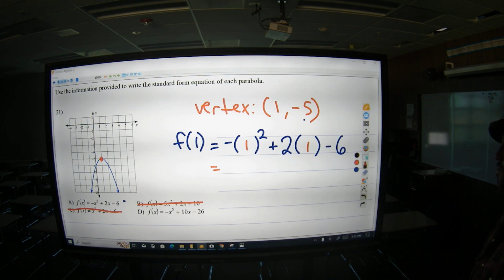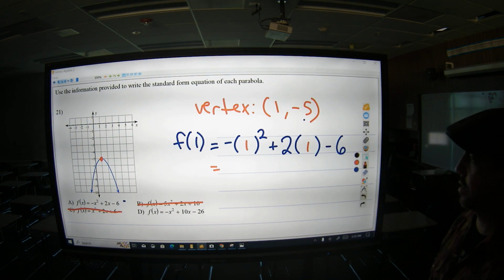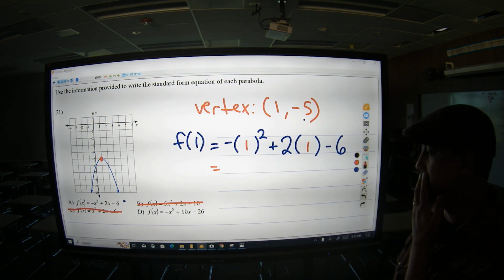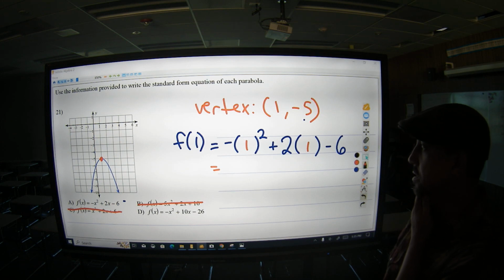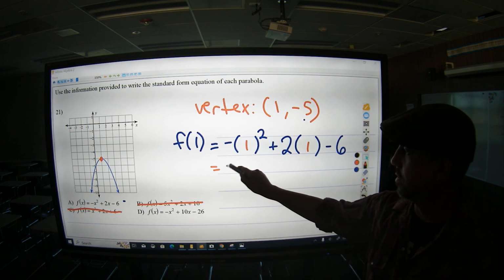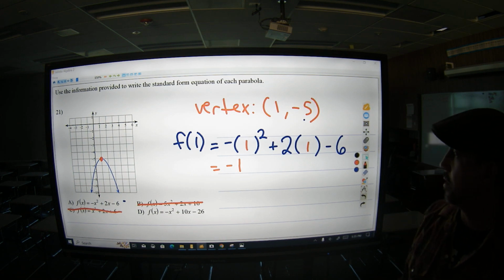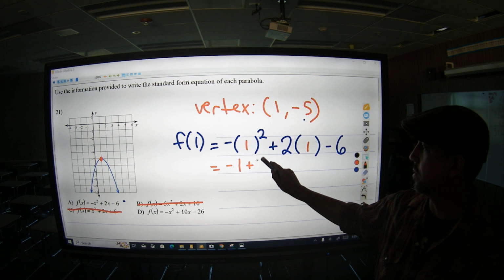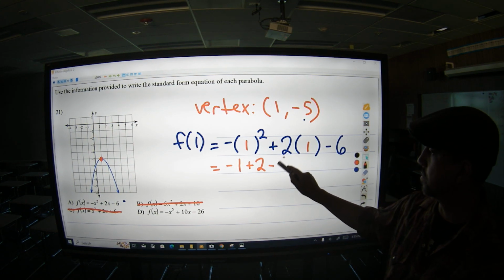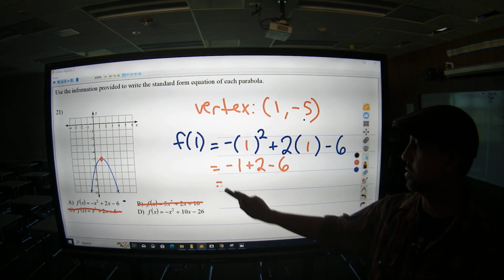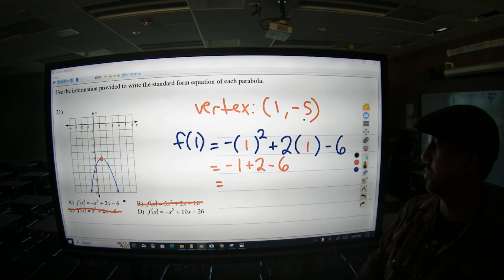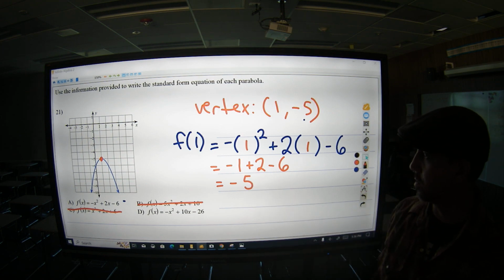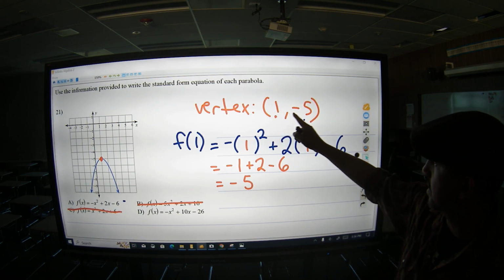Right? I have 1 squared, which is 1, and then now I have to make it negative, because this negative is outside of the parentheses. So in this case, we will have negative 1. Now 2 times 1 makes 2. And then we have to be sure that we subtract 6 at the end for this final calculation. So negative 2 plus 1 is 1, and 1 minus 6 is negative 5. And so we see that when I plug in 1, I get negative 5.